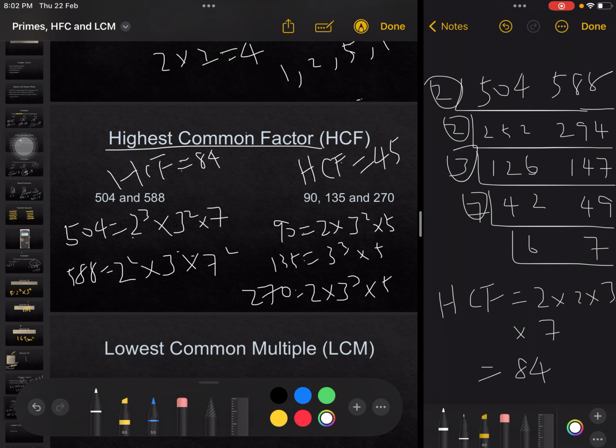Okay, so that's for the highest common factor part. For me personally, I prefer doing it this way as well. Using this method, it will be a lot easier.